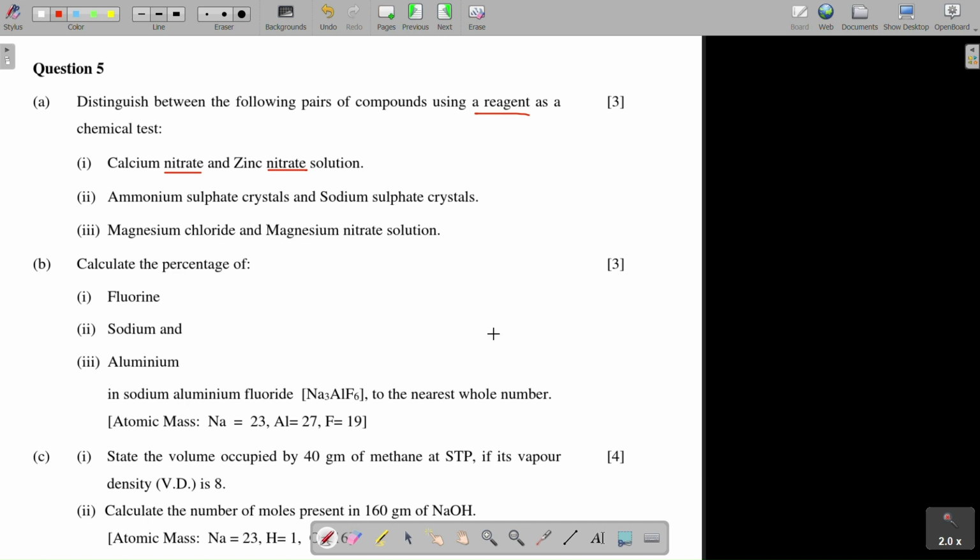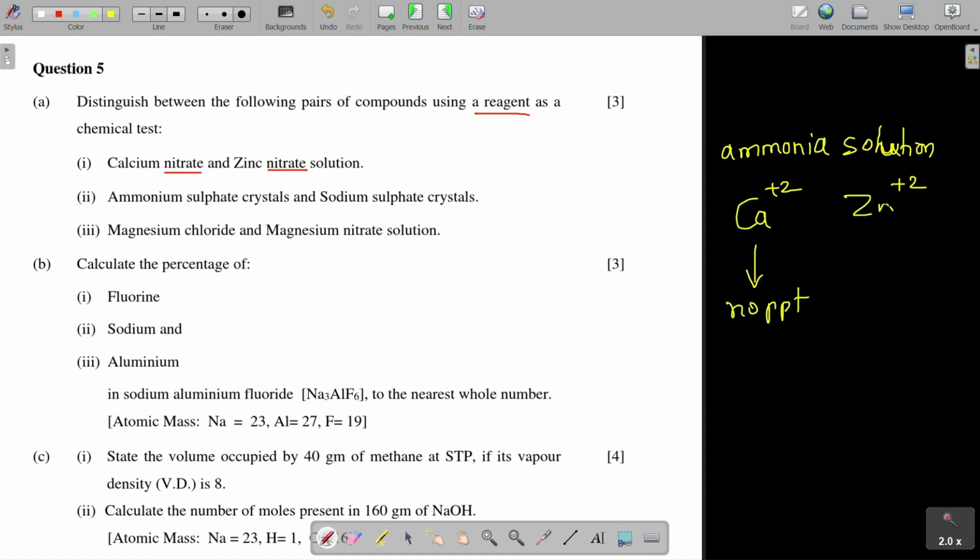Here we know, in the analytical chemistry chapter, we learned about using ammonia solution as well as sodium hydroxide solution. Calcium and zinc will be the calcium plus 2 ion and the zinc plus 2 ion. Calcium ion will not form any precipitate with ammonia solution, whereas zinc will form a white precipitate with ammonia solution. So you can use this to distinguish calcium nitrate and zinc nitrate.